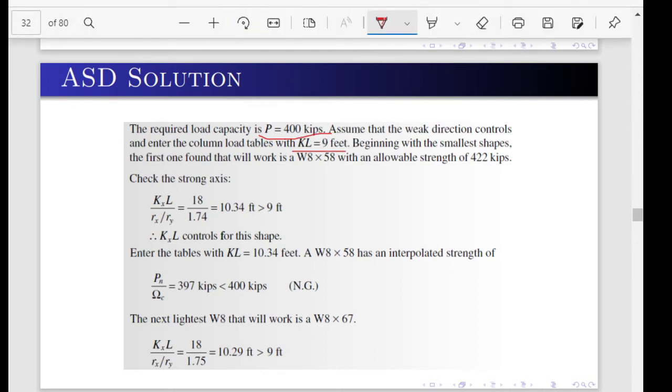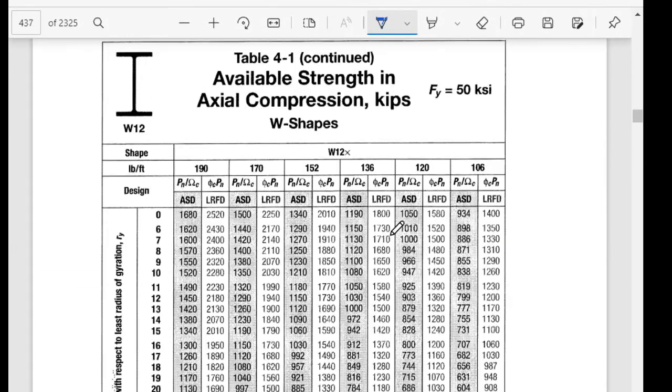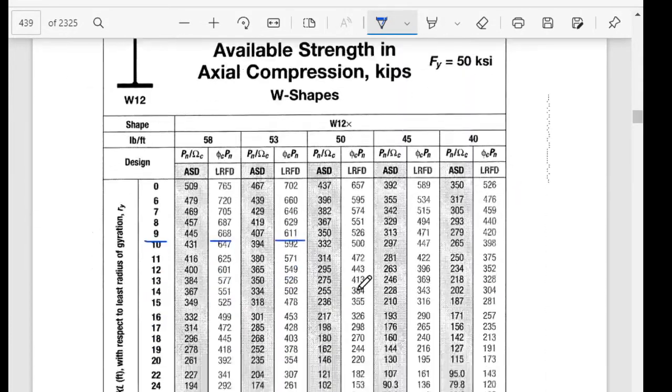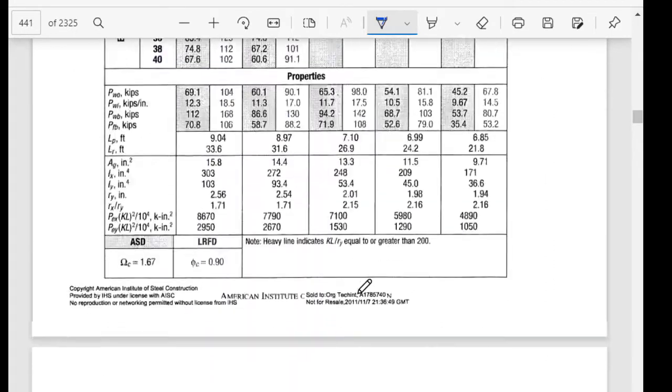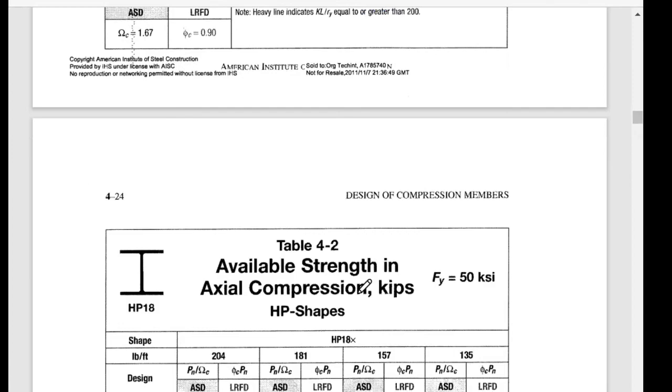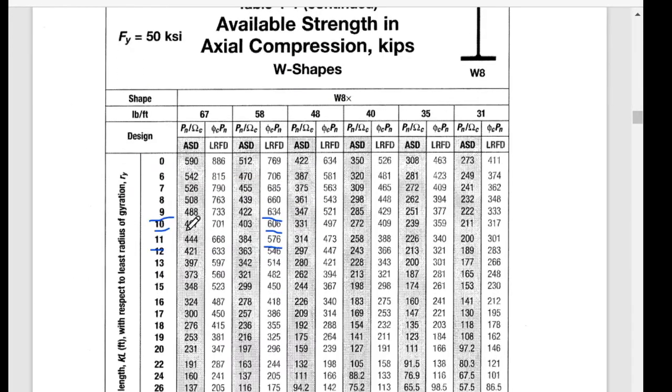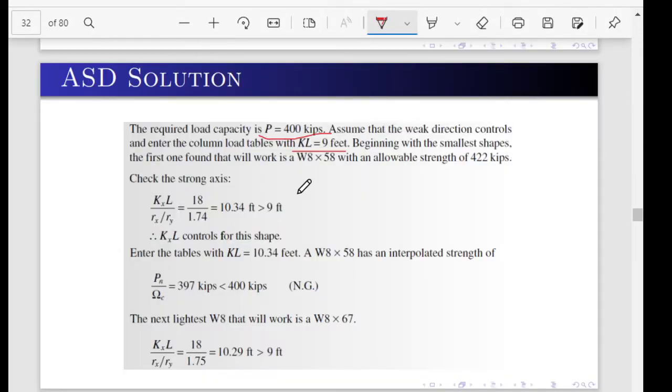So, looking at W8 by 58, it is here in the table. How much is it? 9. Then, ASD naman ta. It should be greater than 400, slightly greater than. So, we have this shape, W8 by 58, with this ASD allowable strength of 422 kilopounds.